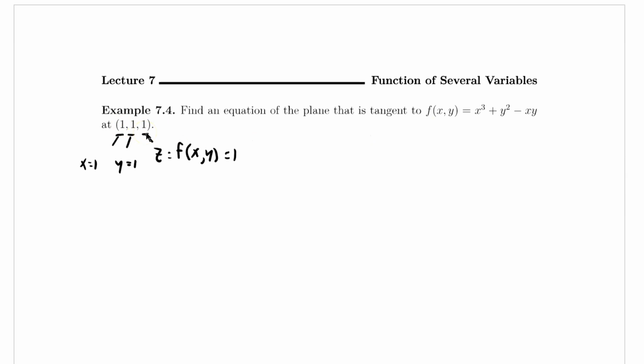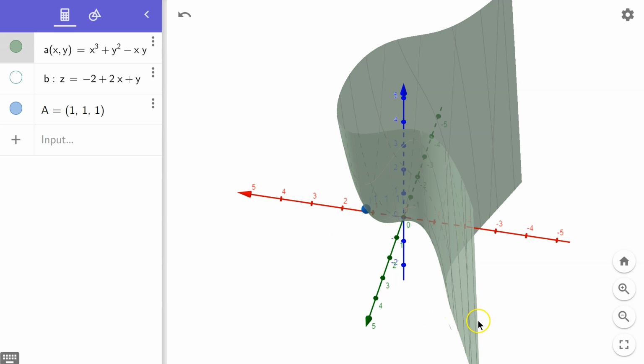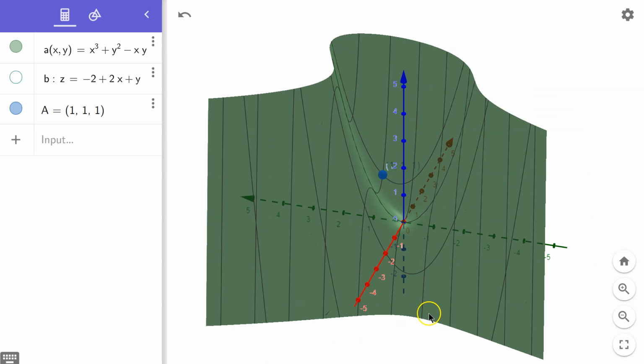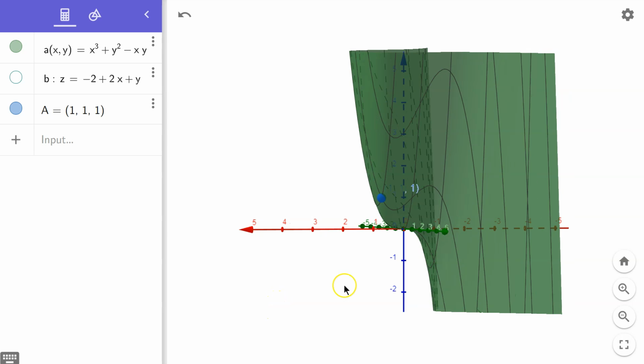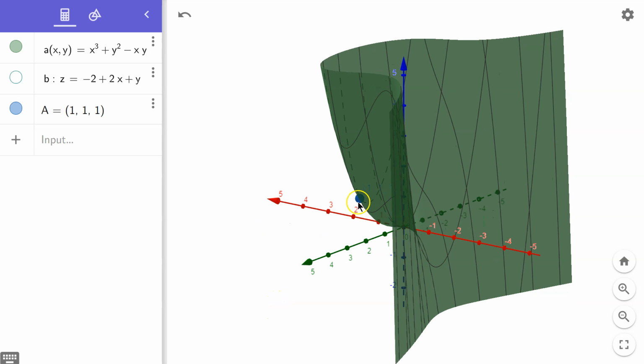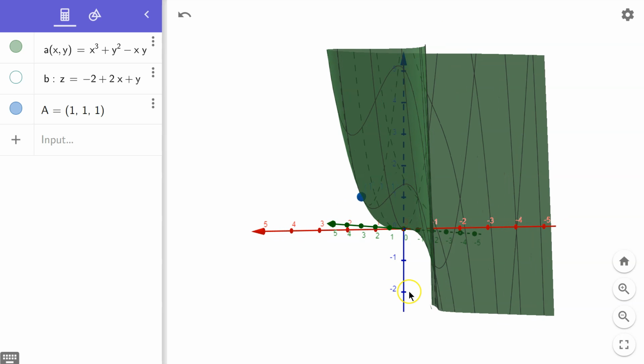So now let me actually just go ahead and take a look at what the graph of this function looks like. So I have here the green thing. This is my x cubed plus y squared minus xy. So this is the graph. This is indeed the graph of the function that we were looking at earlier. And the blue point on the graph here, you can kind of spot this little blue point, its coordinate is (1, 1, 1). So now let me just show you the tangent plane that is tangent to this green graph at the blue point. So I'm going to get this blue plane here.